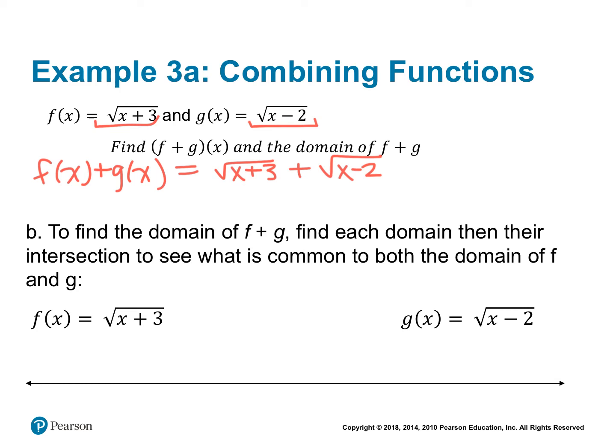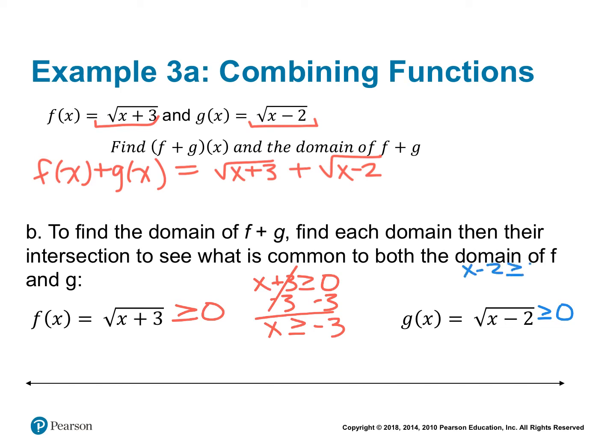So we know that what's underneath the radical has to be greater than or equal to 0. So x plus 3 has to be greater than or equal to 0. So that means that x has to be greater than or equal to negative 3. And then if I do my other one, again, this has to be greater than or equal to 0. So x minus 2 has to be greater than or equal to 0, so it's not a negative result. So x has to be greater than or equal to 2.